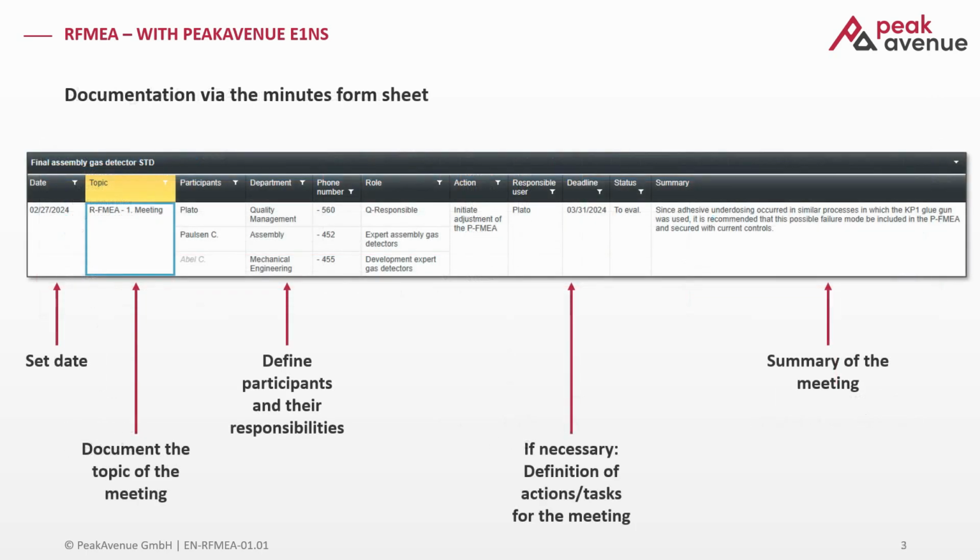Start your analysis by documenting the session in the minutes of the affected system element. A corresponding form sheet is available in e1ns methods for this purpose. After selecting the date, the topic of the analysis session is recorded first. The participants can then be entered in their respective function in the team documented. It is also possible to summarize the results. If required, tasks or actions relating specifically to the meeting can also be defined and scheduled.